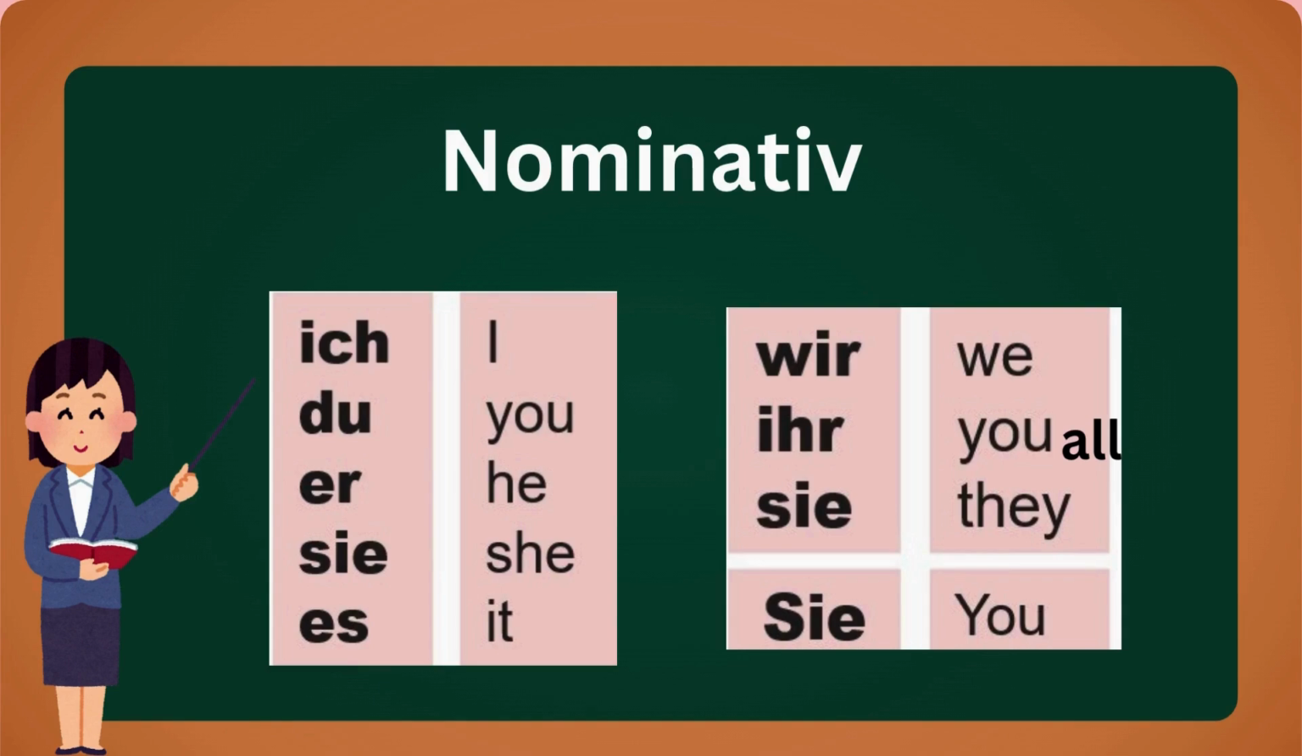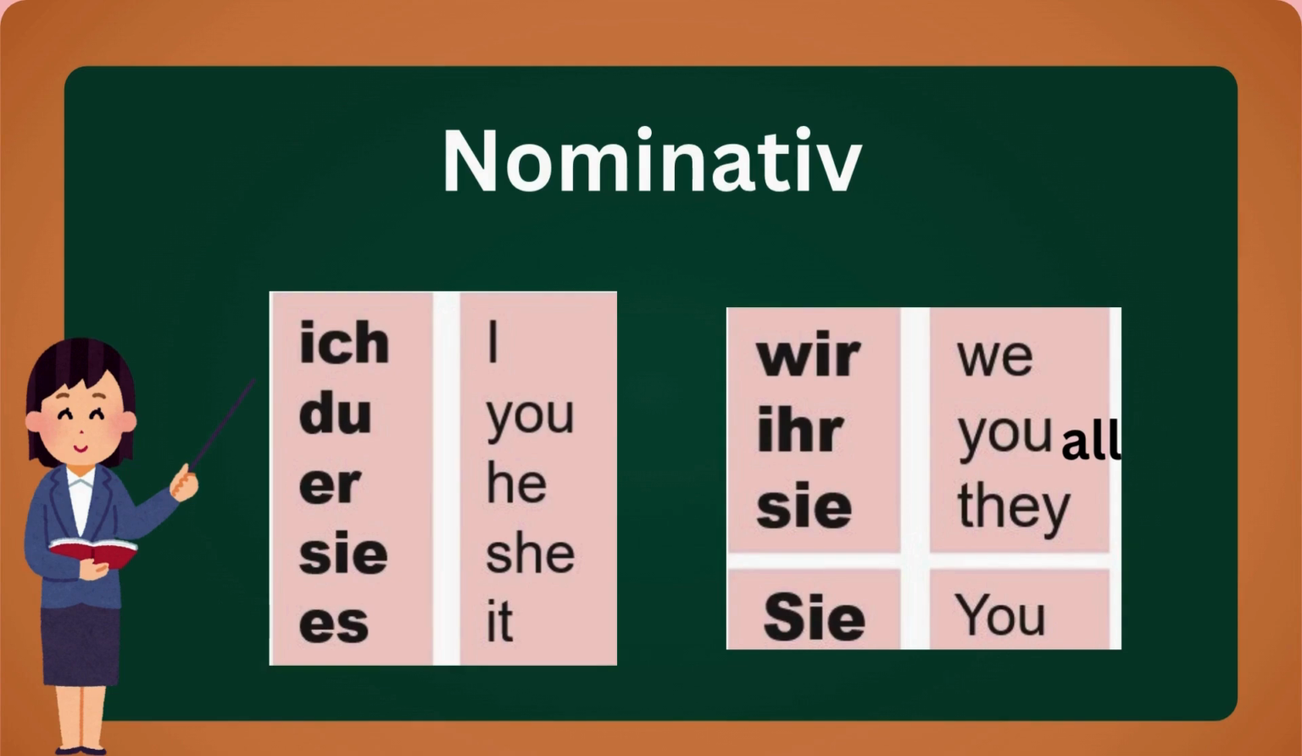The sixth one is wir. Once again, wir, which means we. The seventh one is ihr, which means you all. Once again, ihr, which means you all. The eighth one is sie. Once again, sie, which means they. The ninth one is sie. Once again, sie, which means you. This you is used in the formal sense.